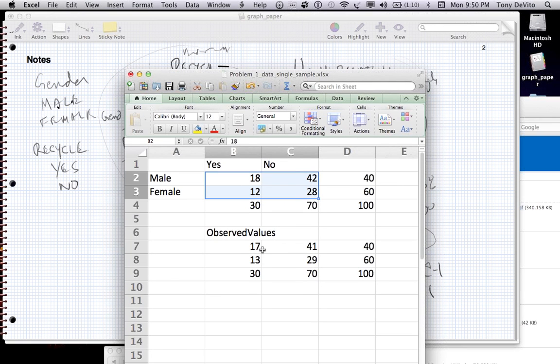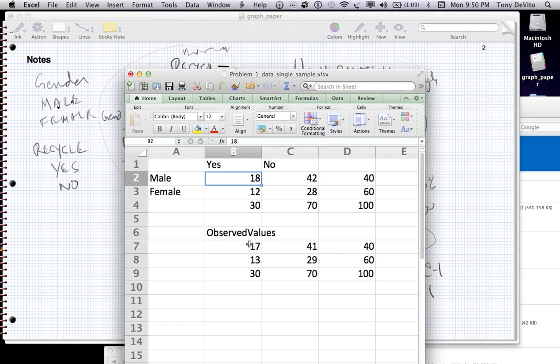Because if I did it again, I might get 19 and 19 here and 44 here. If I did it another time, I might get 16 here and 39 here, and so on and so forth. I'll very rarely get 100 people that I sample in a population where 30% recycle, that I'm going to get exactly my expected values. That's a pretty rare occurrence.